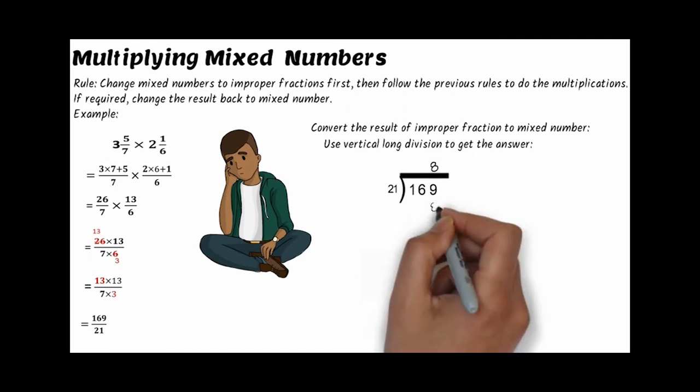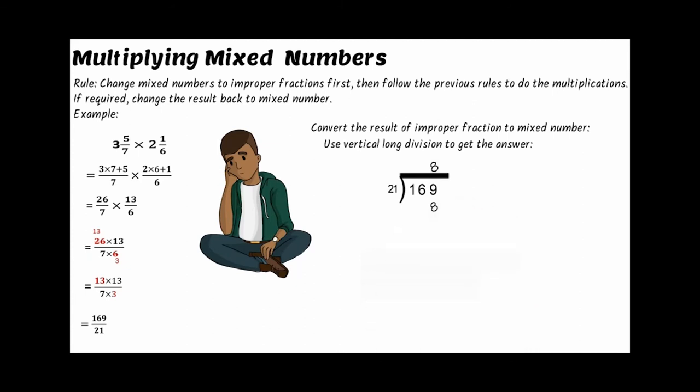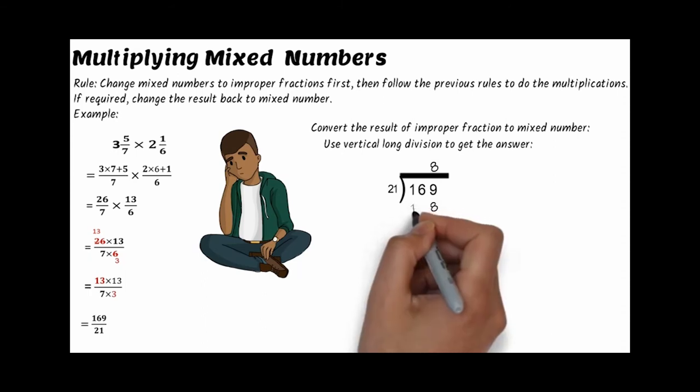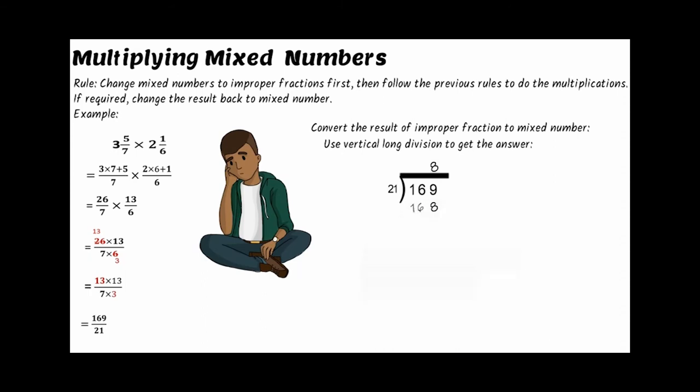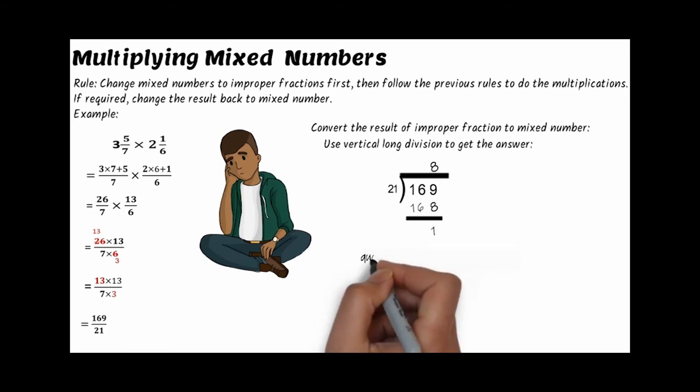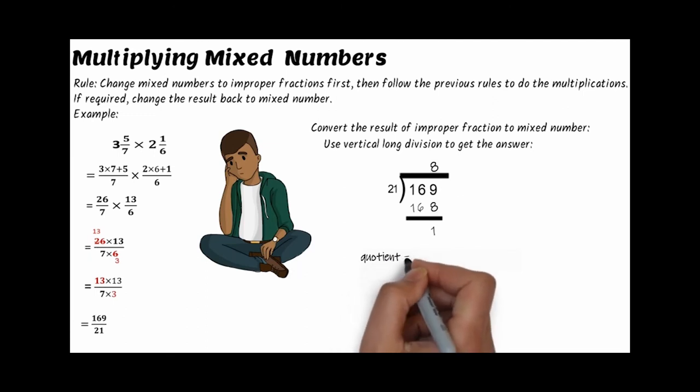So 8 multiplied by 1 in the divisor results in 8, and 8 multiplied by 2 in the divisor gives us 16. So we have 168. And the difference of 169 and 168 is 1. So that will give us a remainder of 1. So here we have a quotient of 8 and a remainder of 1.